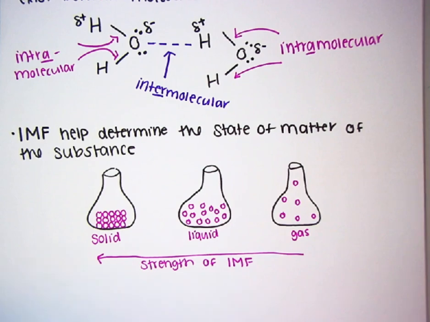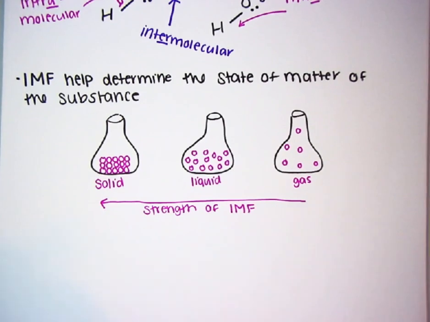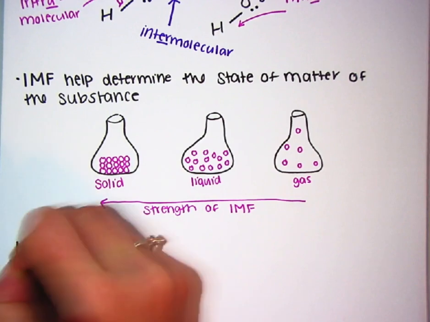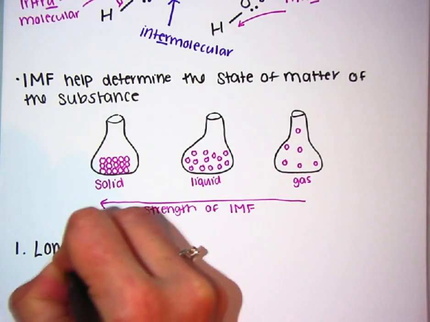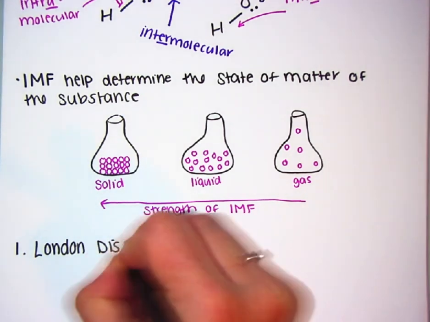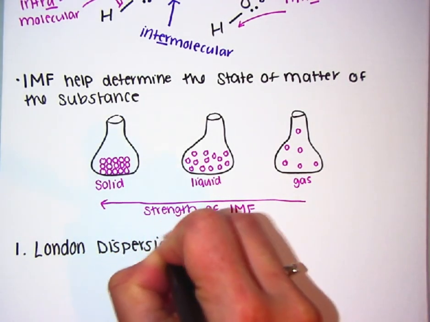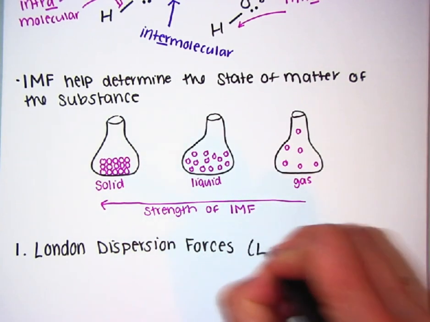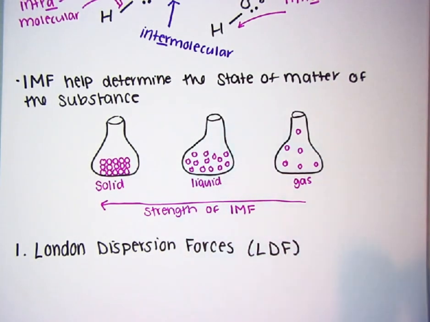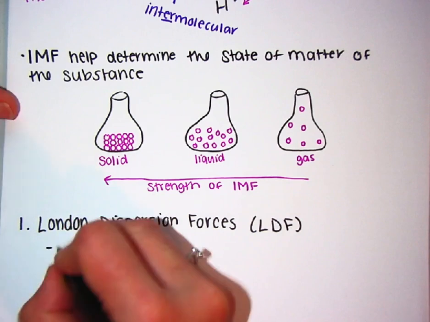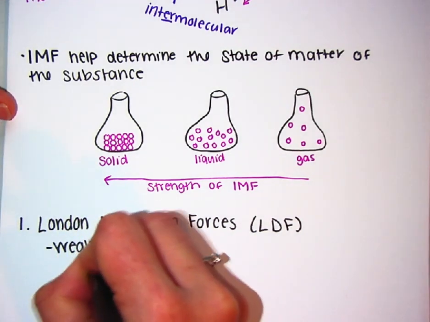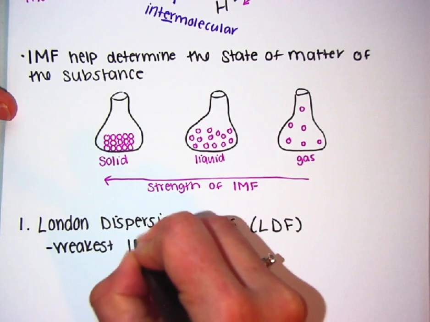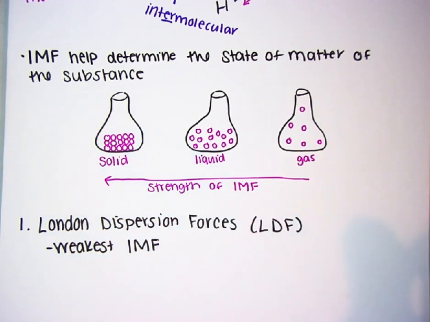So let's get into the types of intermolecular forces. First one, London dispersion forces, or sometimes called just dispersion forces. I like to abbreviate these LDF. These are the weakest intermolecular force. So you'll have to be able to rank some intermolecular forces by their strength. London dispersion are going to be the weakest.